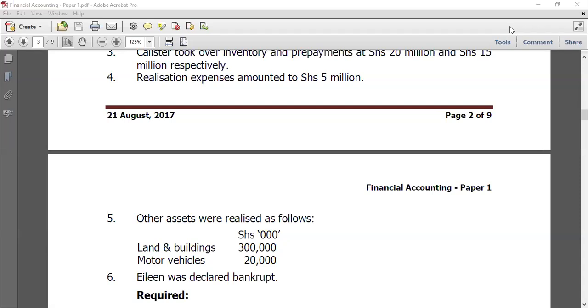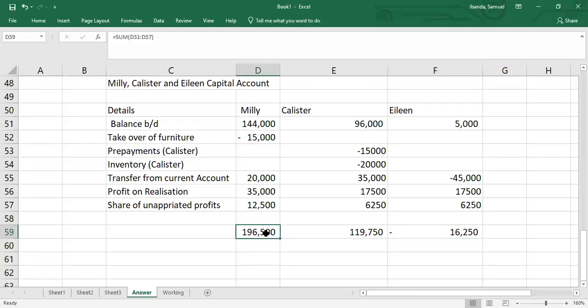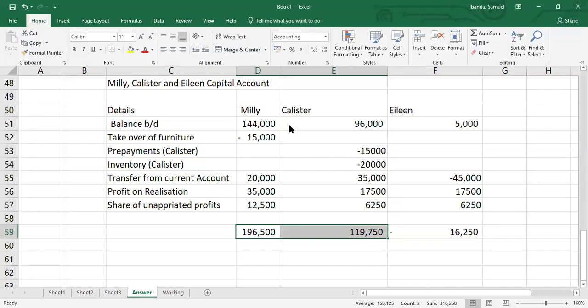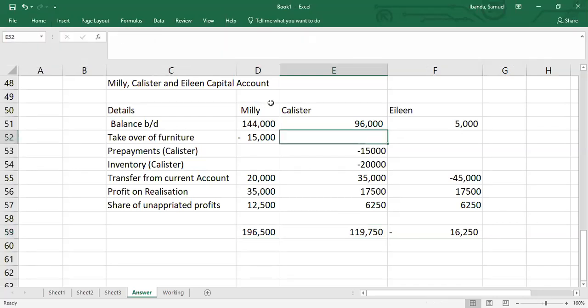Okay, great, she says 19,650 and 19,750. Can somebody tell us? To me, this is what she says: that the loss should be shared based on these values. Okay. Can somebody else try? Maybe you can unmute and talk.